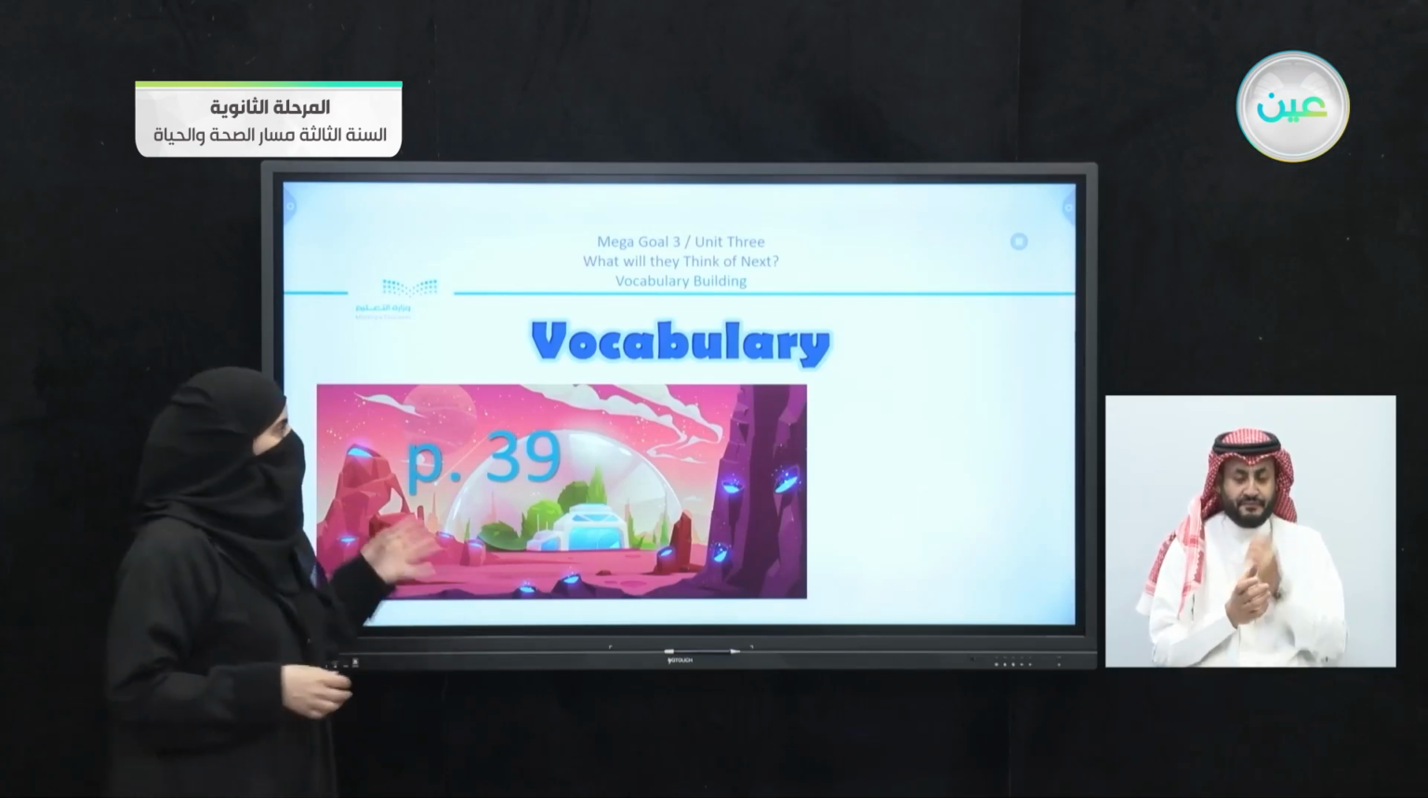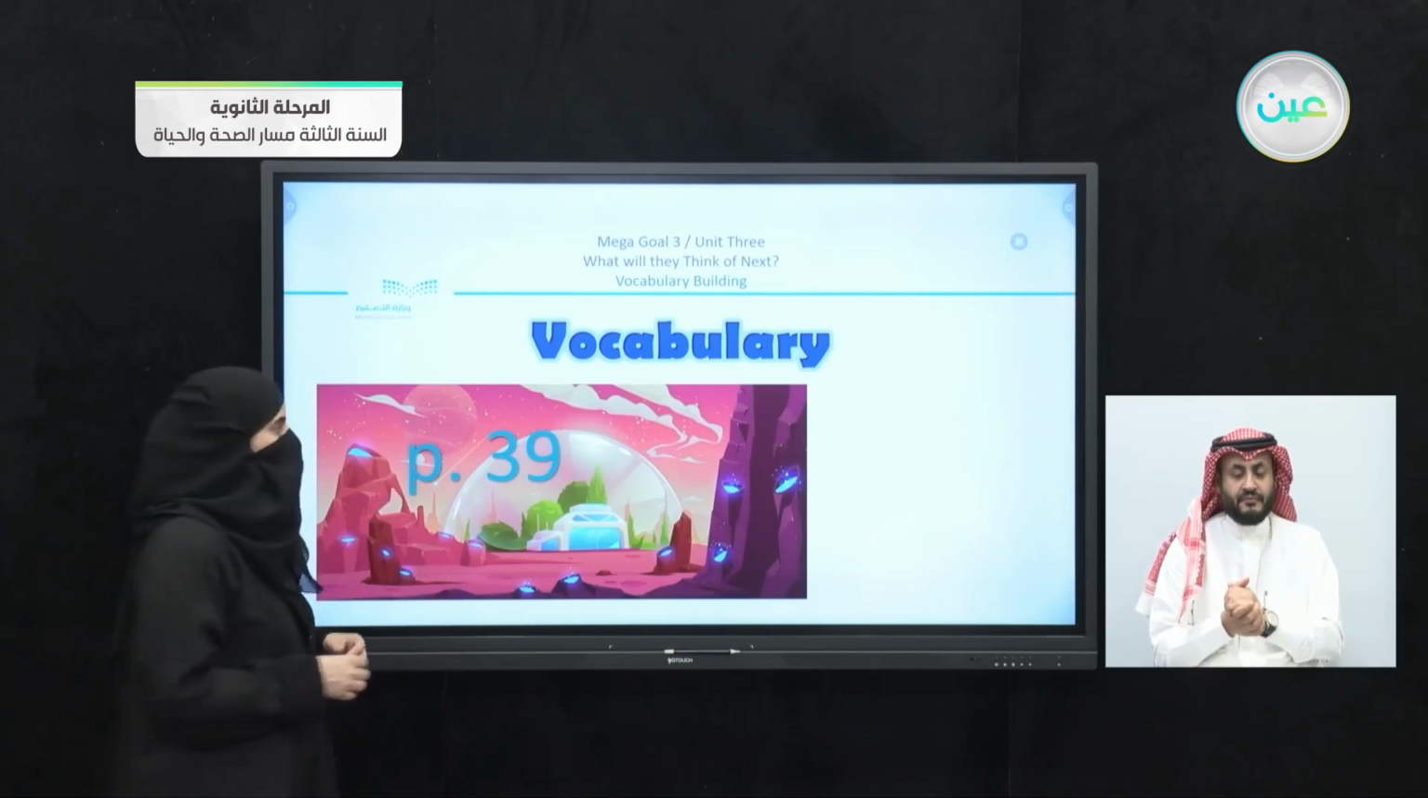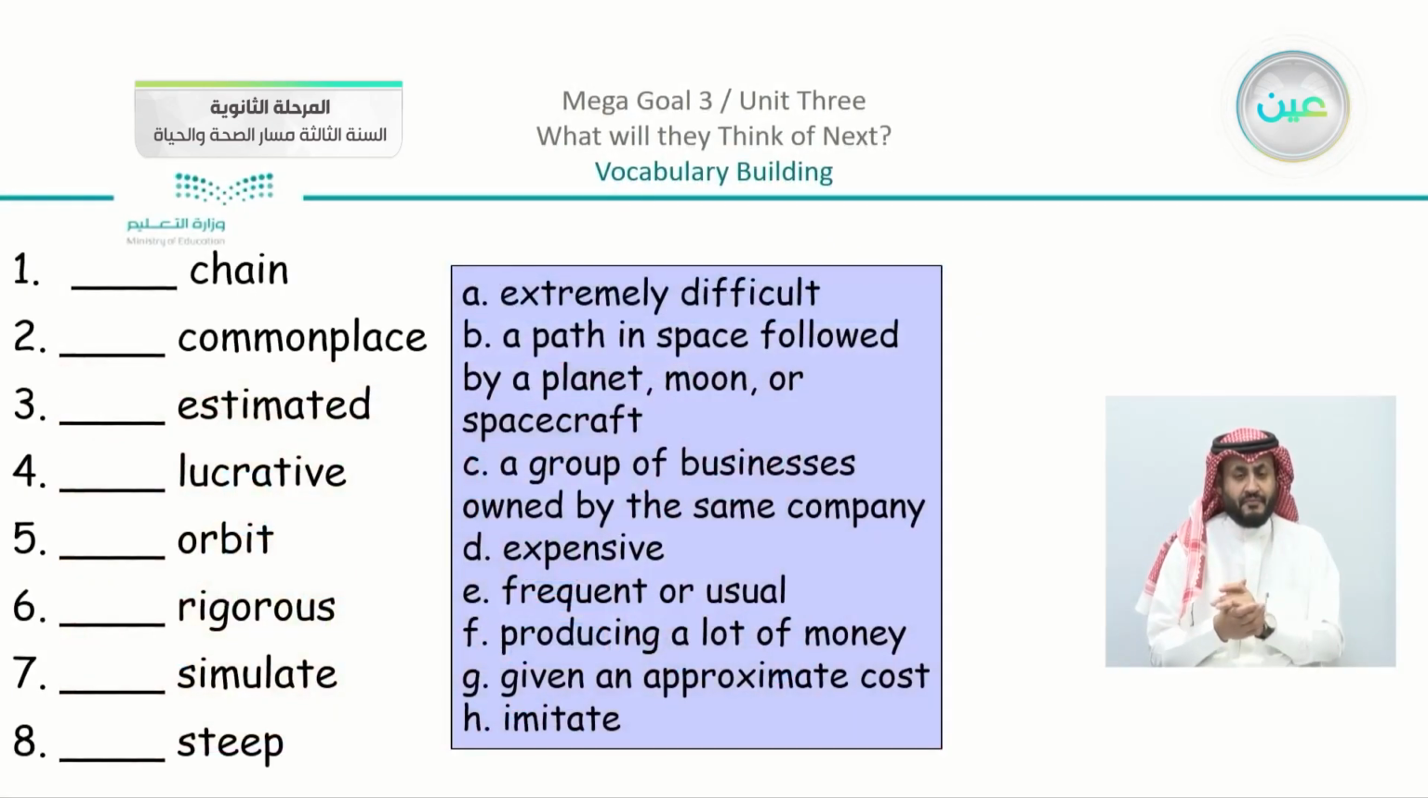Now we have the other part, which is the vocabulary, page number 39. We had the meanings and also the vocabulary. We matched between them. We have here chain, which is a group of businesses owned by the same company. Commonplace, which is frequent or usual. Estimated, which is given an approximate cost. Lucrative, which is producing a lot of money. Orbit, which is a path in space followed by a planet, moon, or spacecraft.